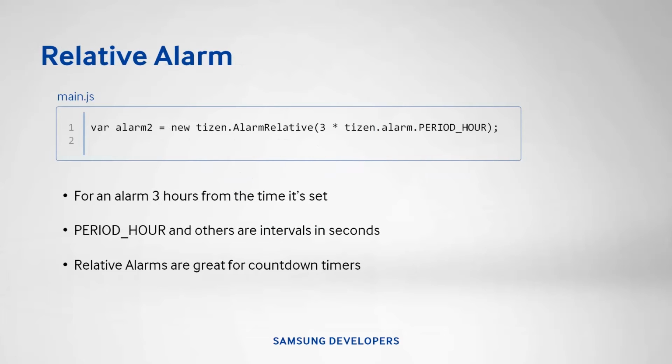Now it's time for the relative alarm. For the relative alarm, we just declare an object of type alarm relative. As a parameter, the delay is set to 3 hours later. 3 is the value being multiplied to the interval, which is PERIOD_HOUR. With the basic knowledge of how alarms are added, let's head over to our Exercise Planner app.